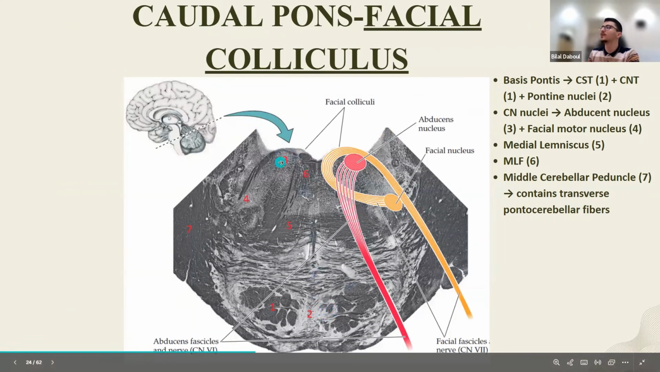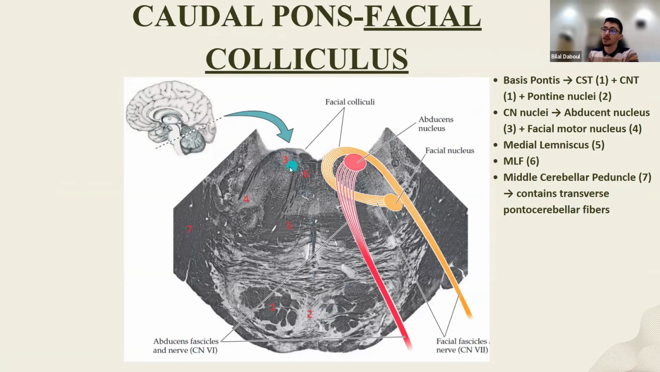Three would be the abducent nucleus actually. Again, it's medial in position. It's somatomotor in function. Four, this pale grayish structure would be the facial motor nucleus. Again, cell bodies or nuclei are gray or pale in comparison to the tracts or the fibers.